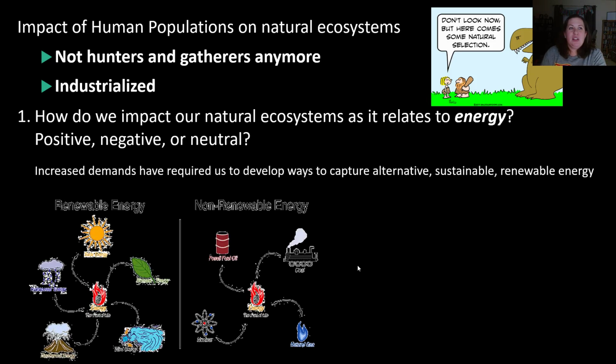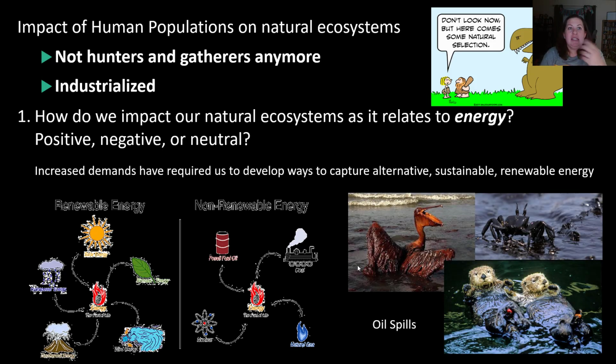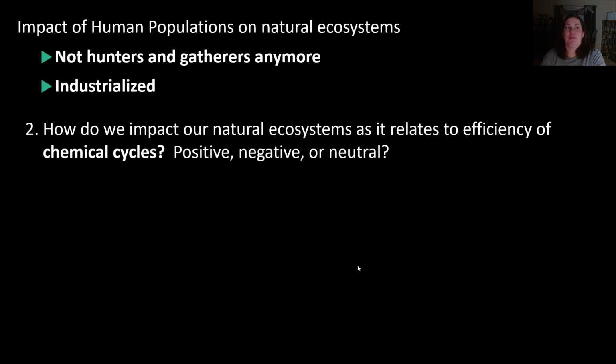Well, we do see that there's a lot of increased demand required for us because of the way that we want to live our lives. And so because of this, the idea is we need to try to capture alternative, sustainable, renewable energies. That's a big push, okay, because of the fact that we do require a lot of energy. Now, because of the type of energy that we do have with the non-renewable, sometimes there are accidents that happen like oil spills. These would have obviously a negative impact on our ecosystems.